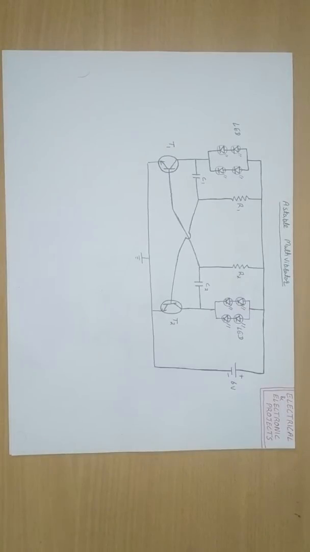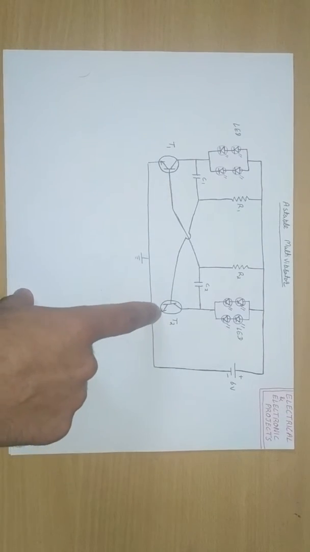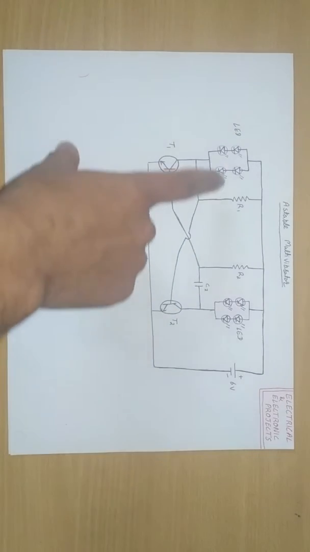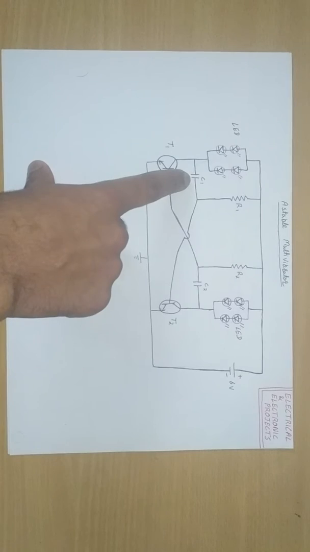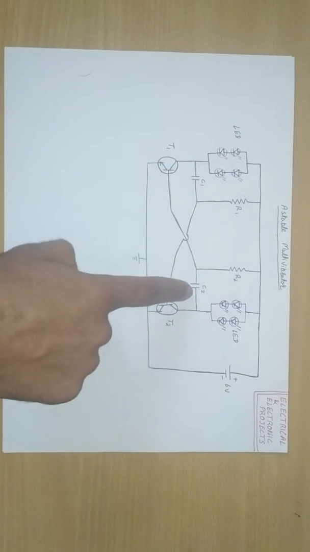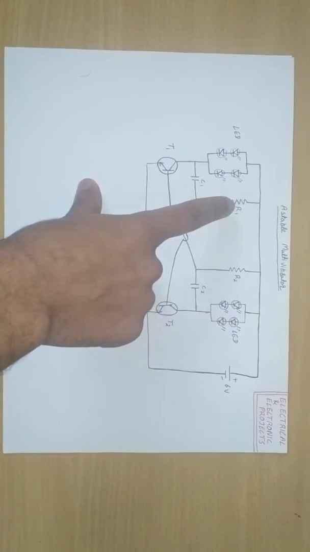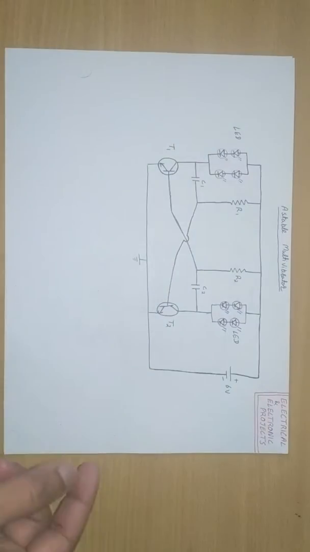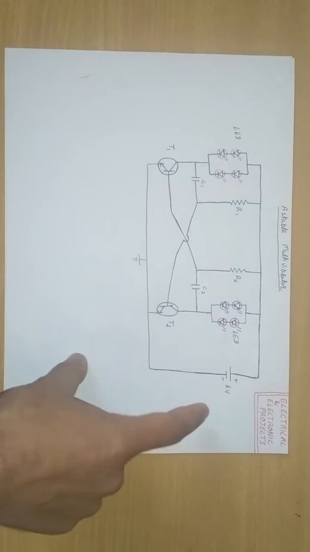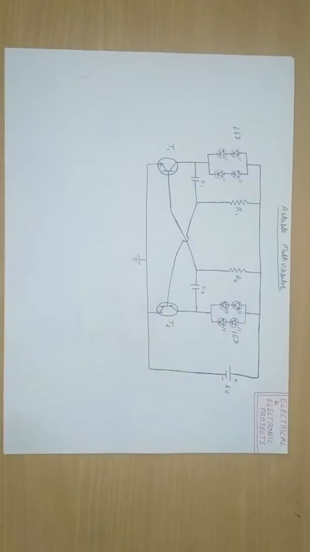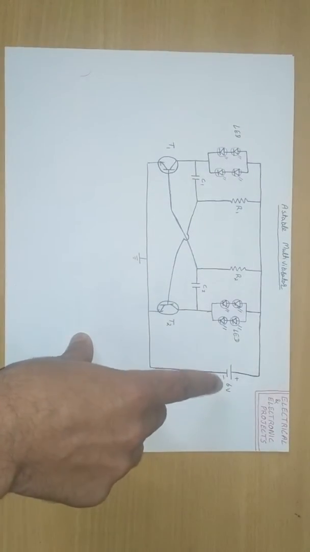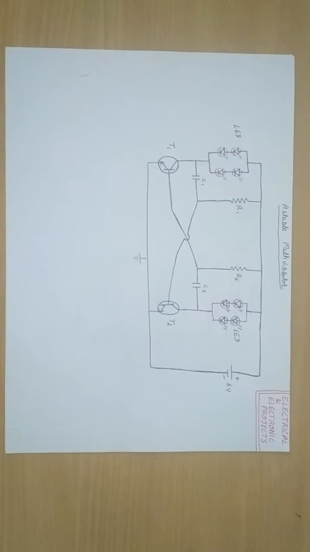First, take a look at an astable multivibrator circuit. This is an astable multivibrator circuit. Here T1 and T2 are identical transistors. This is a group of LED lights. These are identical capacitors, C1 and C2. These are identical resistors, R1 and R2. Supply voltage is fed from our rectifier circuit, a 6 volt DC rectifier circuit. From this 6 volt DC rectifier circuit, the whole circuit is operated.